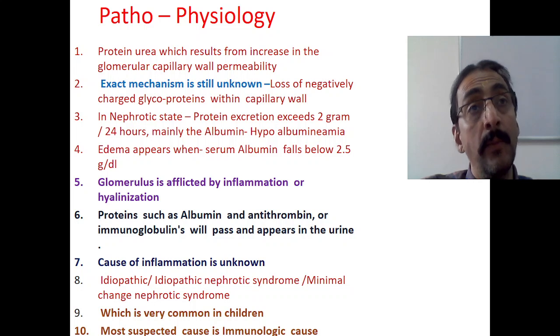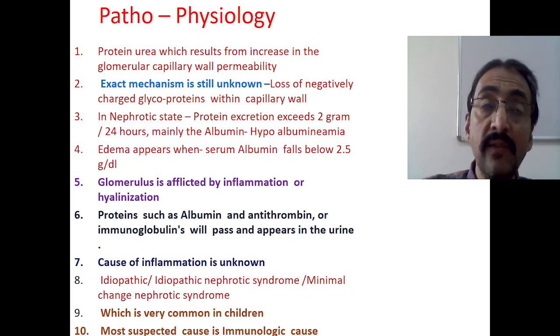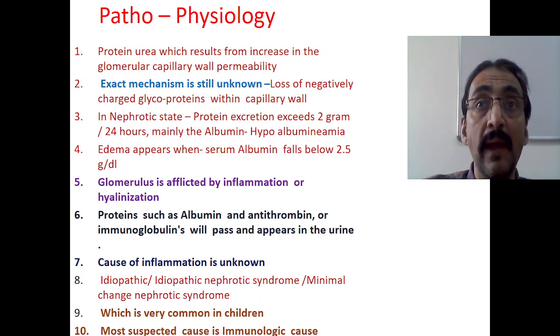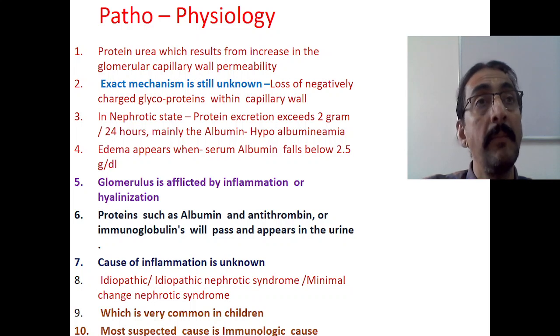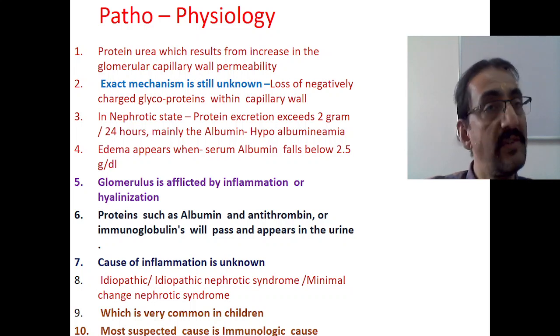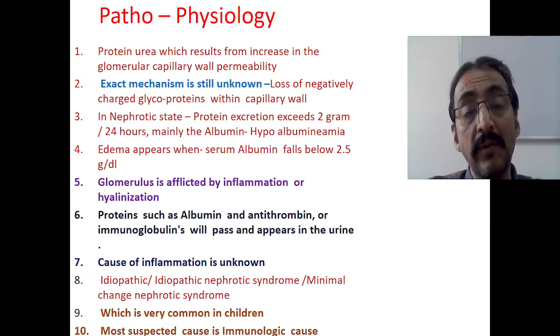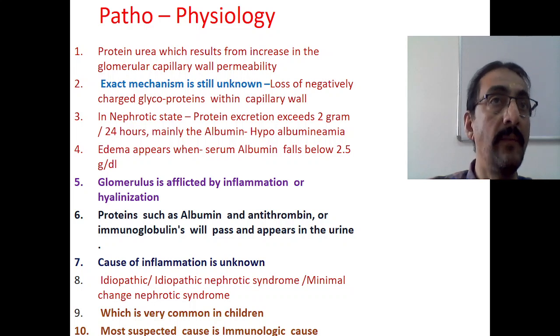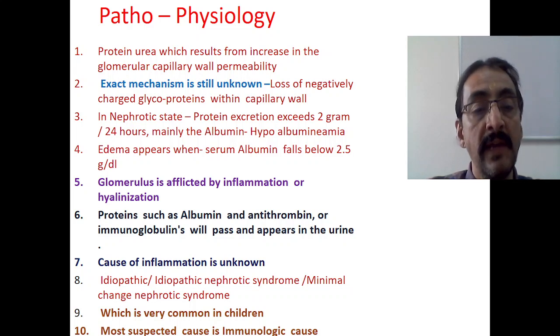So when proteinuria is happening, protein is going out, albumin is being lost. In the blood there is hypoalbuminemia, in the urine there is albuminuria, but still the cause is not known exactly. Then we call that condition idiopathic nephrotic syndrome. Idiopathic nephrotic syndrome is also called minimal change nephrotic syndrome.